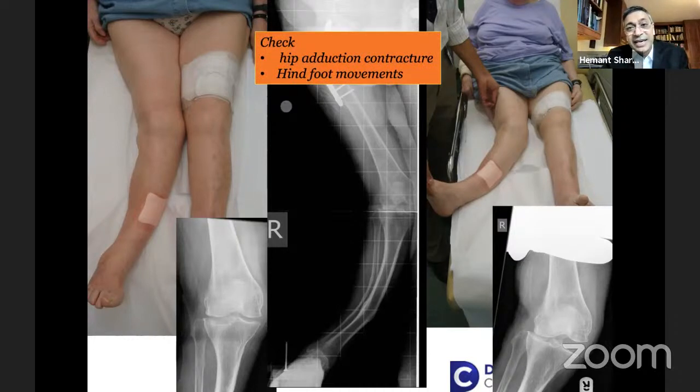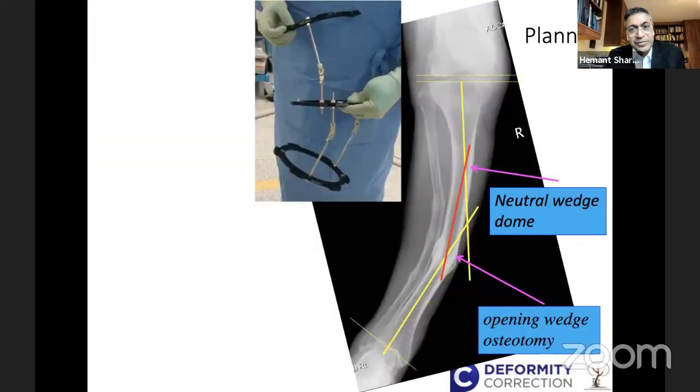You also need to check for hip adduction contracture. If there are any problems with that, you need to look into it. Also look at the hindfoot. There's no point correcting the leg with a fixed hindfoot, because that will put your hindfoot in the wrong place and the patient won't like it. So all that needs to be taken into consideration: spine, hip, knee, ankle, hindfoot. Is the deformity fixed? Is the deformity mobile? All that needs to be considered before you plan this.